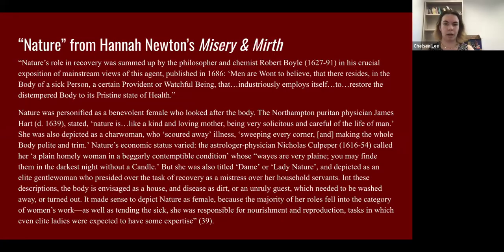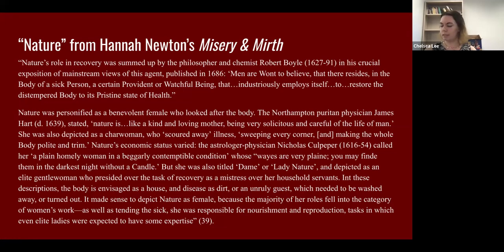While largely based in the Hippocratic and Galenic traditions, this nature entity was often an aspect of early modern care that transcended the boundaries of different educational disciplines. Hannah Newton explains, quote, "nature's role in recovery was summed up by the philosopher and the chemist Robert Boyle in his crucial exposition of mainstream views of this agent, published in 1686. Boyle states, 'men are wont to believe that there resides in the body of a sick person a certain provident or watchful being that industriously employs itself to restore the distempered body to its pristine state of health.'"